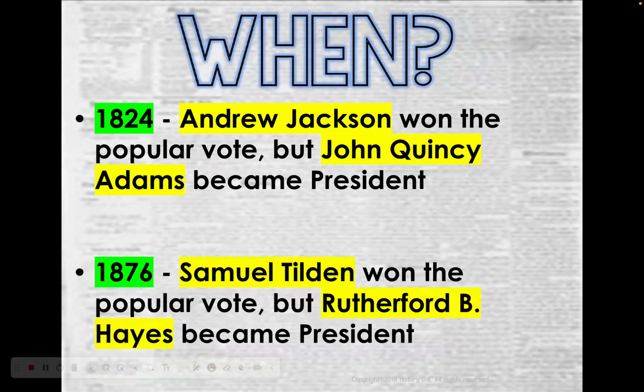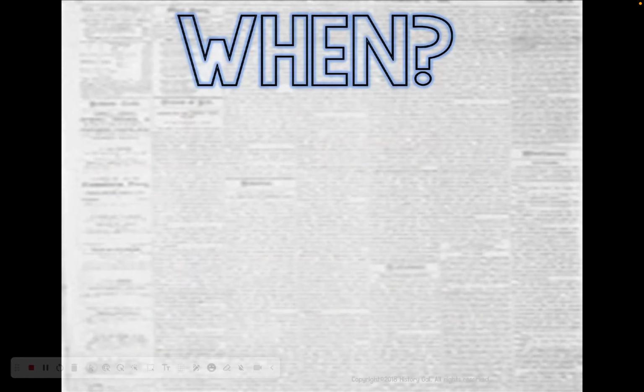1824, Andrew Jackson won the popular vote, but John Quincy Adams from Massachusetts became president. Now, Andrew Jackson later became president in a different presidential election, but I'm pretty sure it was 1828. But at first, in 1824, he got the most votes from the people, but not the right mix of states for the Electoral College to win and become president.